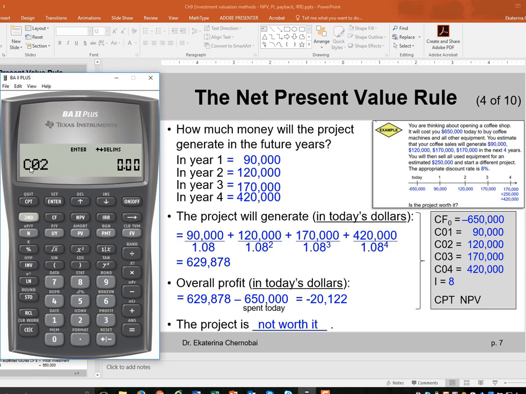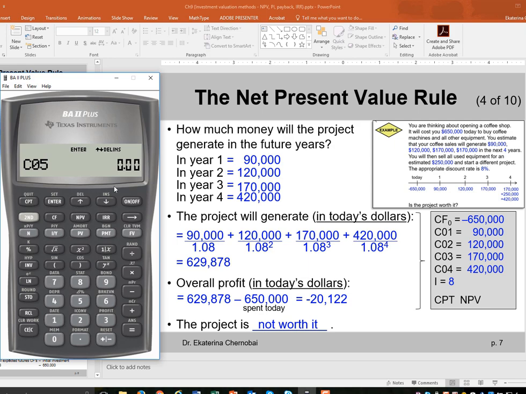CO2, cash flow number 2 in the future. That's $120,000. So just like the first cash flow, I press 120,000, enter, down, and down. Next one, cash flow number 3 in the future. It's 170,000. 170,000, enter, down, down. And the last one is entered similarly. 420,000, enter, down, down. And we are done with the cash flows. There is no more cash flow number 5.